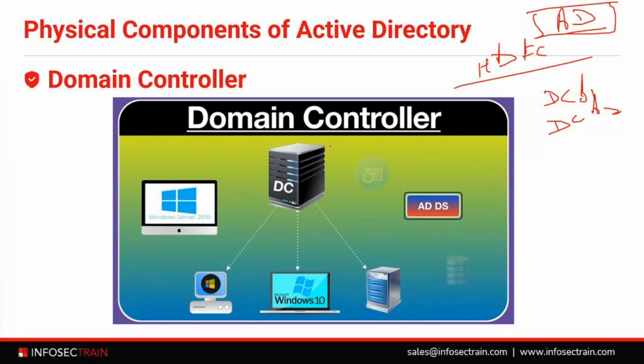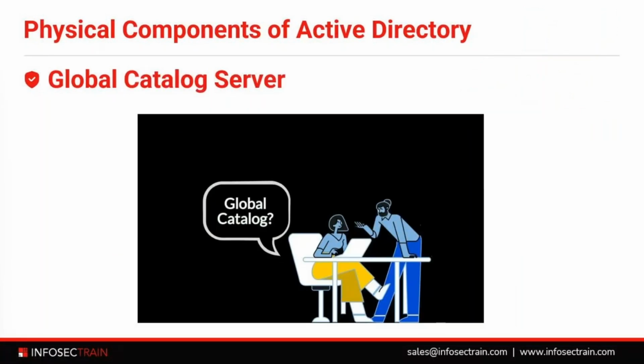right? Then we have something called a global catalog server. What is a global catalog server? See, a global catalog server is also a domain controller in the Active Directory, right? But it is a special domain controller which stores a partial replica of all objects across the whole Active Directory forest, right? So whenever you have to do searching, authentication, or resource access across multiple domains, the global catalog server is used.